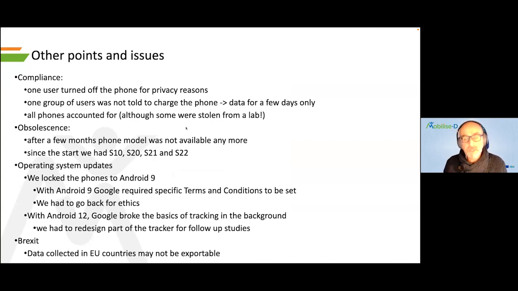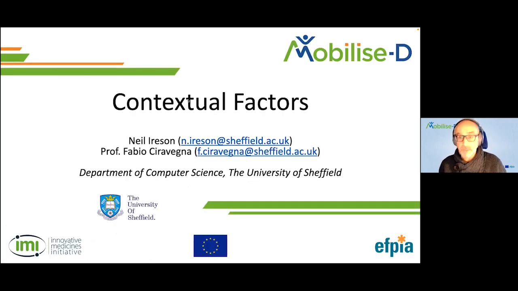One of the problems you have with phones is obsolescence. So we started with an S9. And in a few years, now there is S10, S20, S21, S22. You cannot buy the same phone anymore. So if you need to replace a phone, you don't get an S9 anymore. And this is one of the problems you have. There are problems with the operating system updates. We locked it, but if you buy a new phone, you won't have Android 9, you will have maybe Android 12. So there are lots of issues in keeping up with the changes, especially those made by Google. I'm not going into the details, but this is one of the things you have to take into account. So now I'm passing the floor back to Neil.